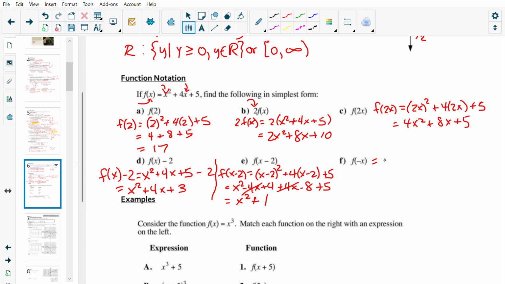And the last one, f of negative x. So wherever there's an x, we're going to insert negative x. So negative x squared plus 4 times negative x plus 5. That equals x squared minus 4x plus 5.